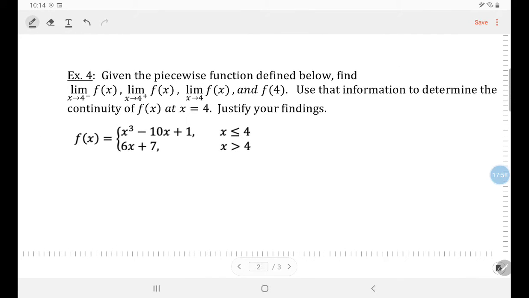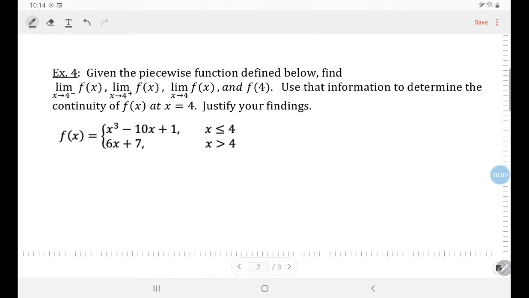Number 4. Given the piecewise function for f of x below, and again we're concerned with the value 4, left, right, two-sided limit, and f of 4. Let's do the same thing. Now, this one, when it's greater than 4, I know is my right limit.